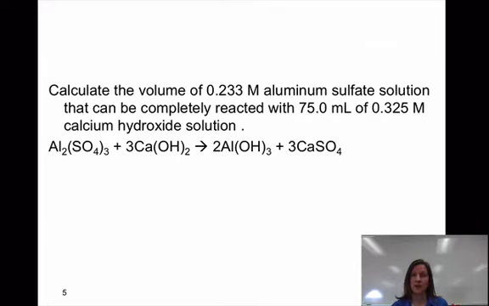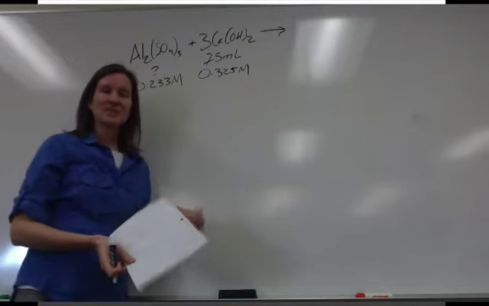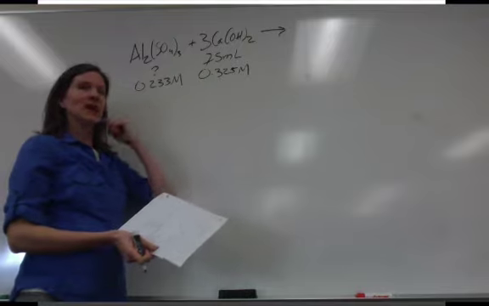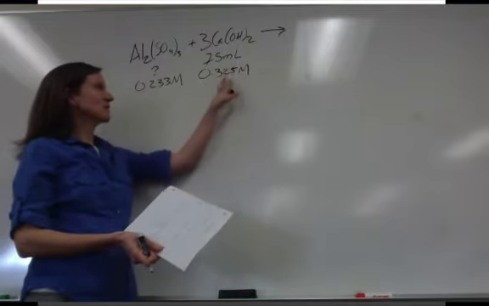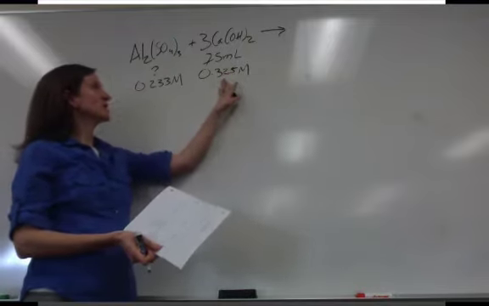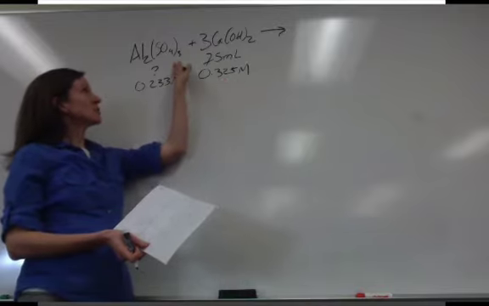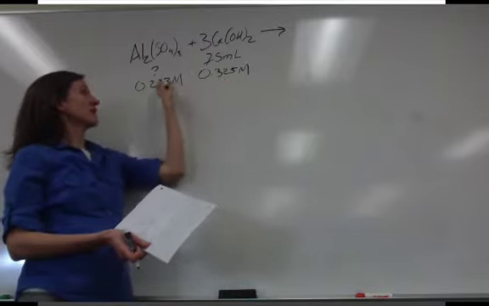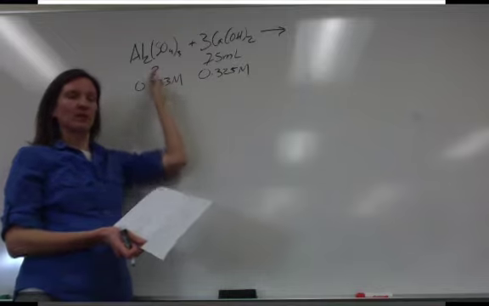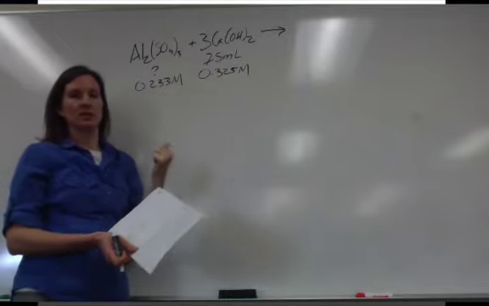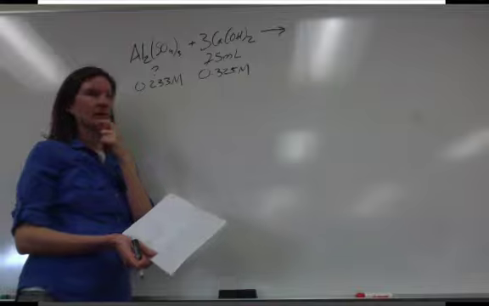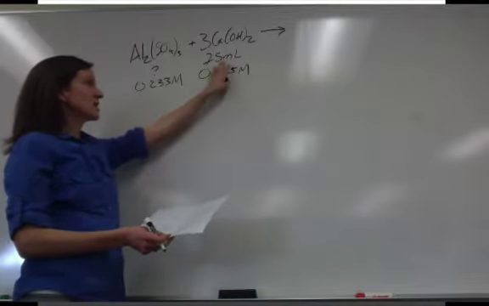It asks me to calculate the volume of an aluminum sulfate solution, at that concentration, that can completely react with 75 mL of a calcium hydroxide solution. So here's the information you have. You're just dealing with your two reactants. The question is, if I have 75 mL of my 0.325 molar solution, how much of the 0.233 molar solution of the other reactant do I need to make these two things completely go away? So this is my starting amount.